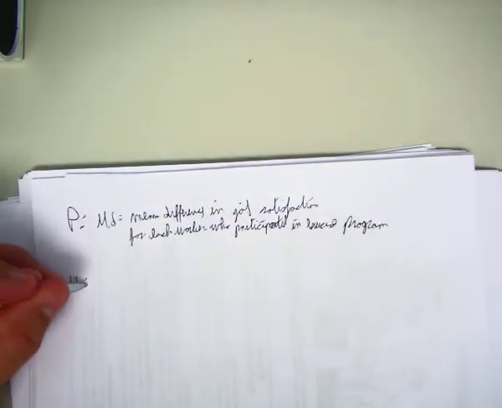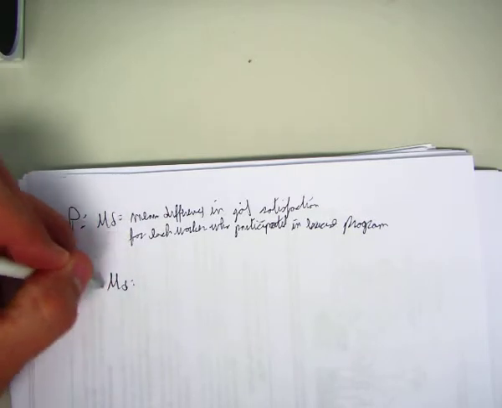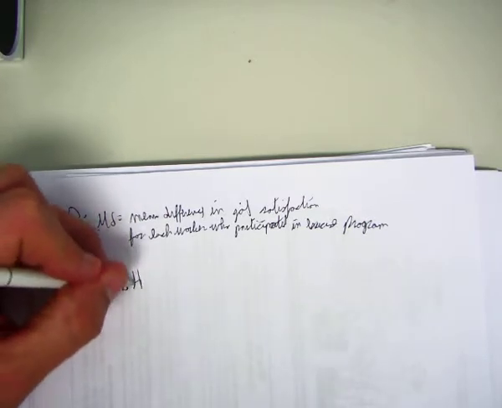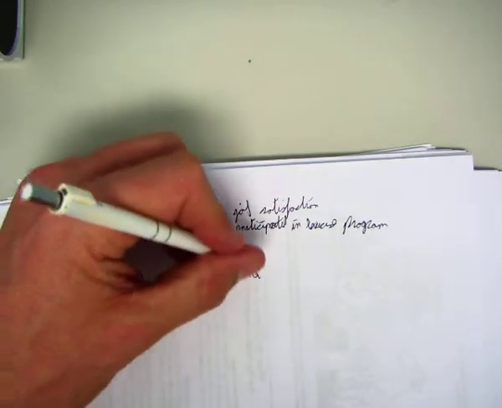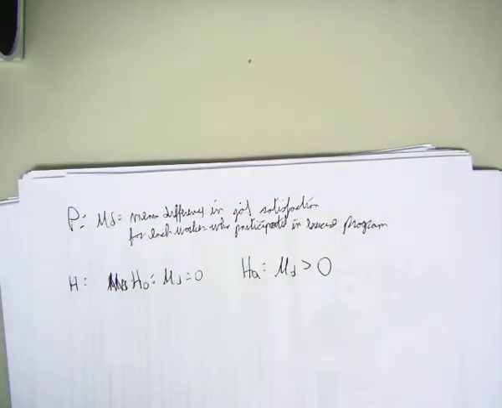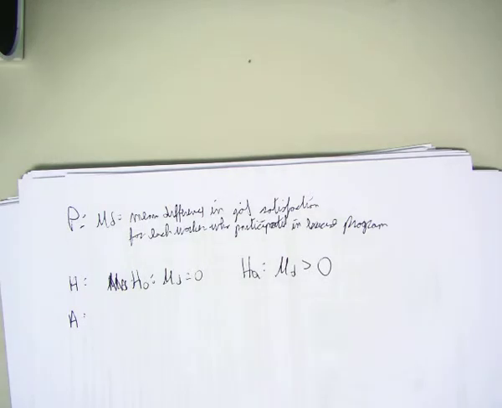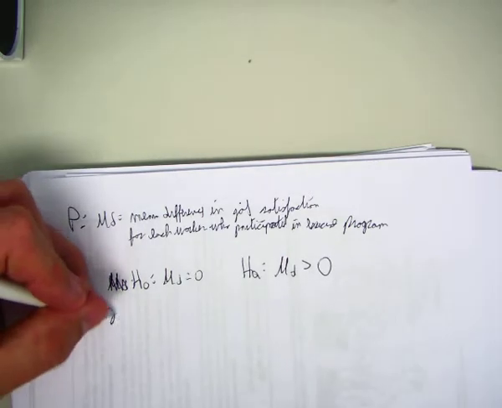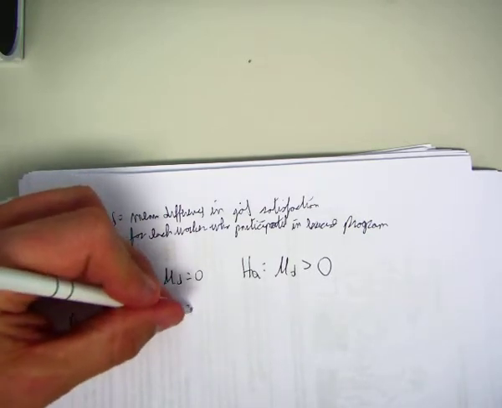Okay, the null hypothesis, mu sub d equals 0. And the alternative hypothesis is we expect their job satisfaction to increase. Okay. The assumptions and conditions, okay? The workers were randomly selected.